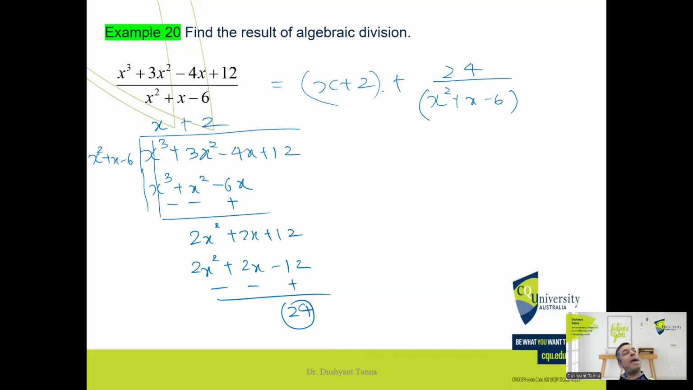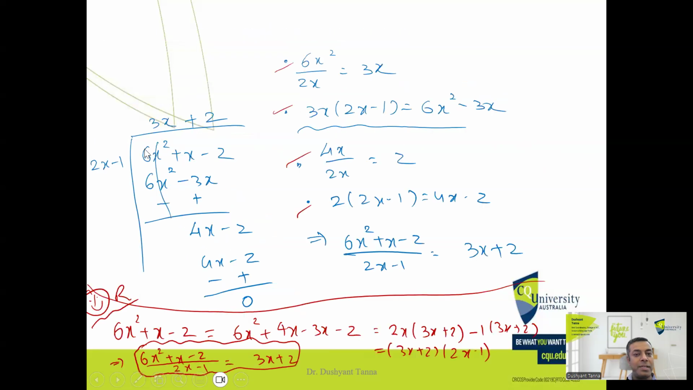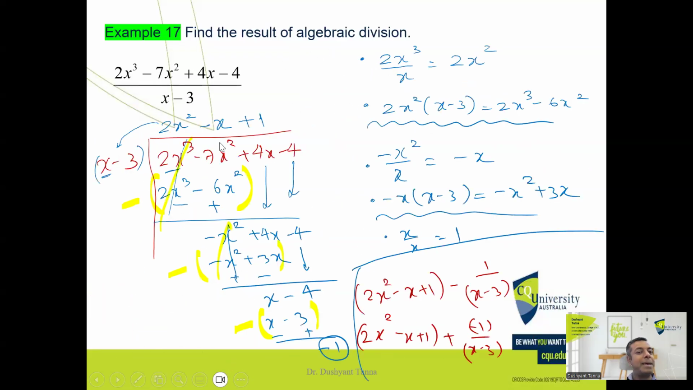The closer the gap between the powers, the easier it is. So the dividend, what we call it, starts with x to the power 3. The divisor is x squared. So there are only 2 steps involved, because the gap in the power is 1. If the gap was 2, like in a previous question, see, the gap is 2, then you'll have 3 steps, 1, 2, and 3.